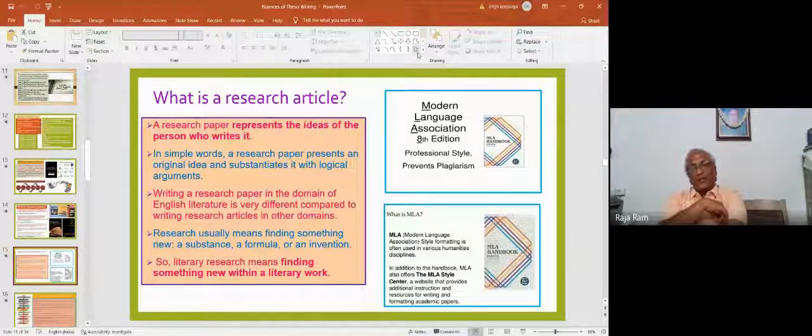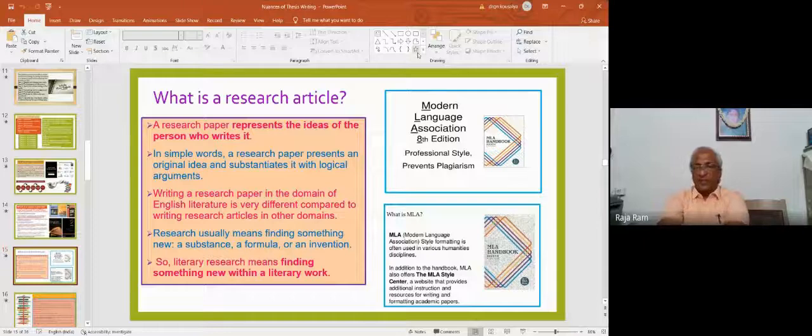We do a lot of publications, and before it gets published, people have their ideas disintegrated, and they become disoriented as far as research is concerned. So it's a big task for them to get published in good journals, where every day we can see supporting people: if you want to publish in Scopus, I'll help you. Those things actually hinder the basic idea of research, in my own opinion. A research paper should have an original idea, and in English literature research should have a new substance, a new formula, and a new invention. So literary research means finding something new within the literature.